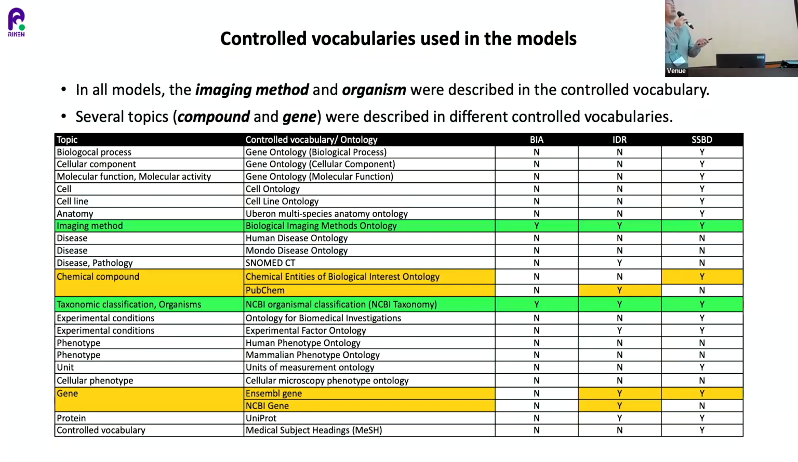So the one is information. We are using the ontology or controlled vocabulary for all three resources. But another, basically a white one, is where just one or two resources use controlled vocabulary. And this yellow one is where they use some kind of ontology, but they use a different one.